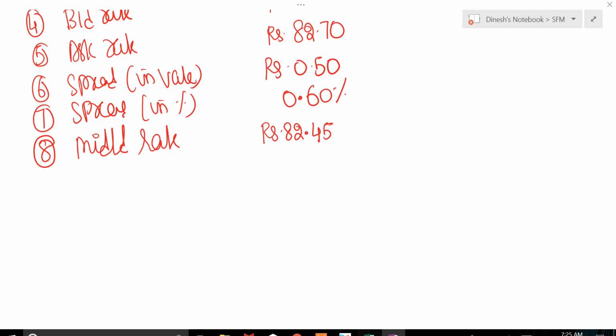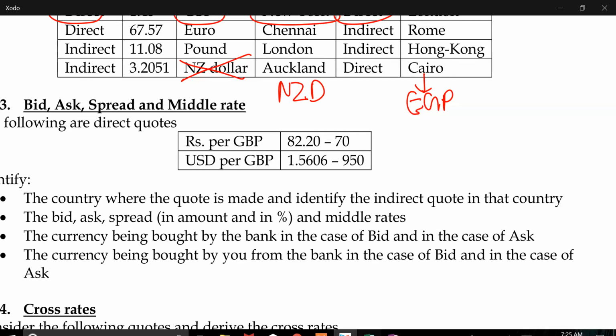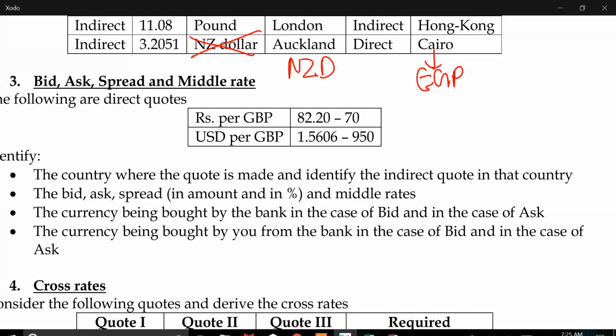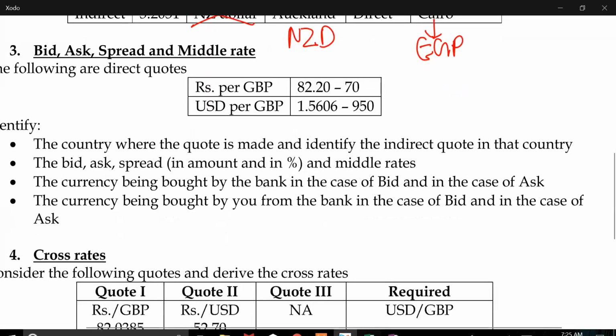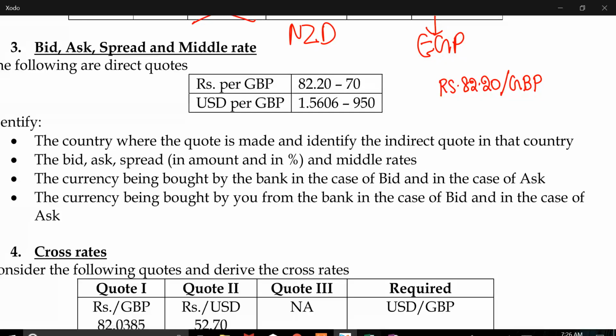Clear? Now the next part. Now let's try to understand this. This understanding will become critical when I go to the cross rate. The currency bought by the bank in case of bid and in case of ask. Bid rate is rupees 82.20 per GBP. In this quotation, what currency is the bank going to buy and what currency is the bank going to sell? Think about it and let me know.